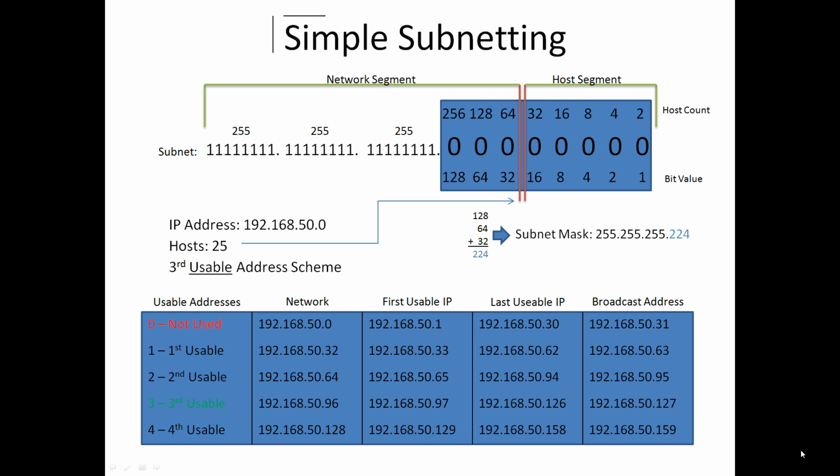Okay, starting off. First thing you want to look at is the IP address. For this project, it's going to be 192.168.50.0. We want to see 25 hosts, and we want to use the third usable address scheme. Really quick before we go any further, if you take a look at the chart at the top, you have the network segment and your host segment. The network segment is your network. That will be what your IPs will be based off of. The host segment is the number of hosts inside of your IP scheme.